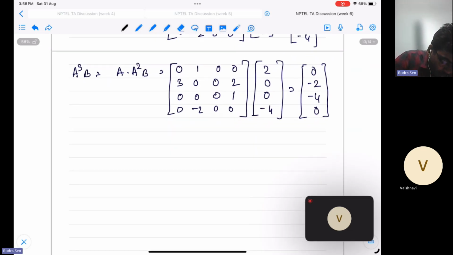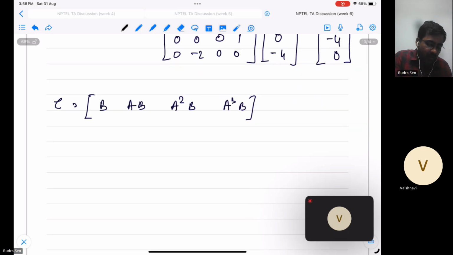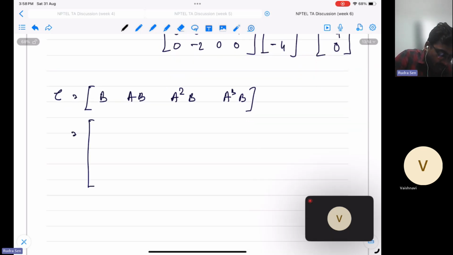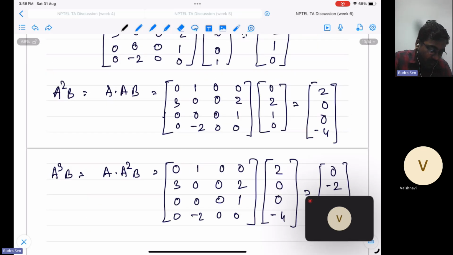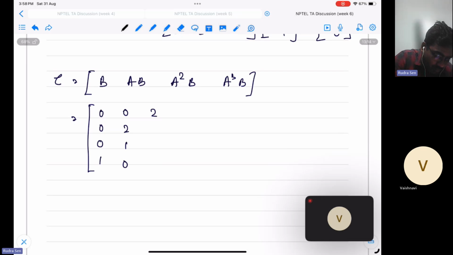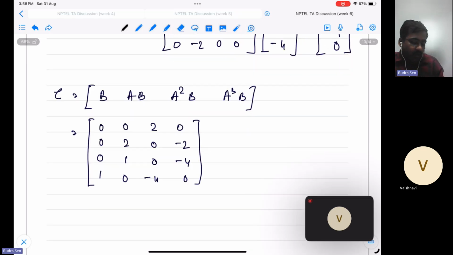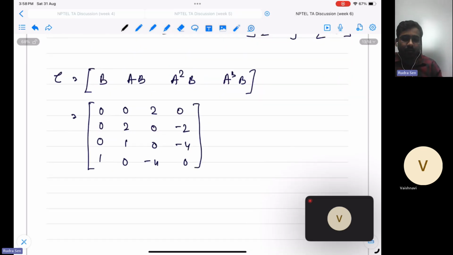Okay. So the controllability matrix, what is the controllability matrix? This is C, which is B, AB, A square B, A cube B. B is 0, 0, 0, 1. Then AB is 0, 2, 1, 0. A square B is 2, 0, 0, minus 4, and A cube B is 0, minus 2, minus 4, 0.